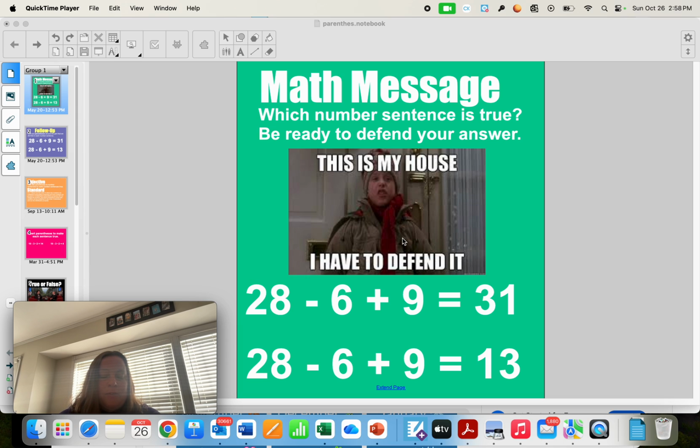Okay, so take a look at the number sentences that are up there on the screen. I just have a little scene from Home Alone because that's one of my favorite videos. But you are going to have to solve these problems and figure out which one is correct. You're going to notice that the numbers are exactly the same, the operation signs are exactly the same. The only thing that's different is the answer. I'm going to give you a minute. Use your boards or scrap paper and see if you can figure out which one of those is true.